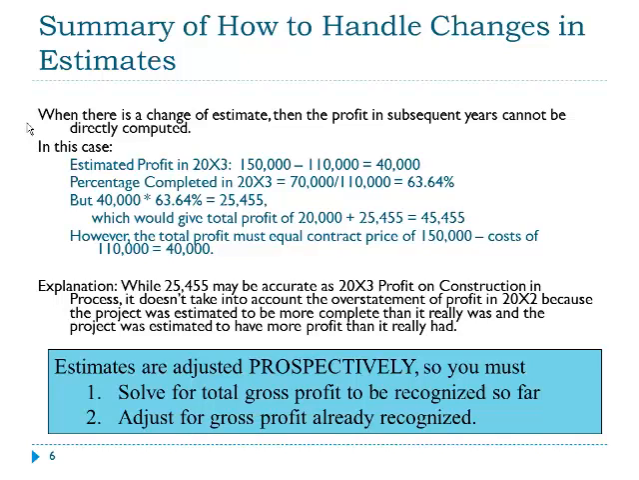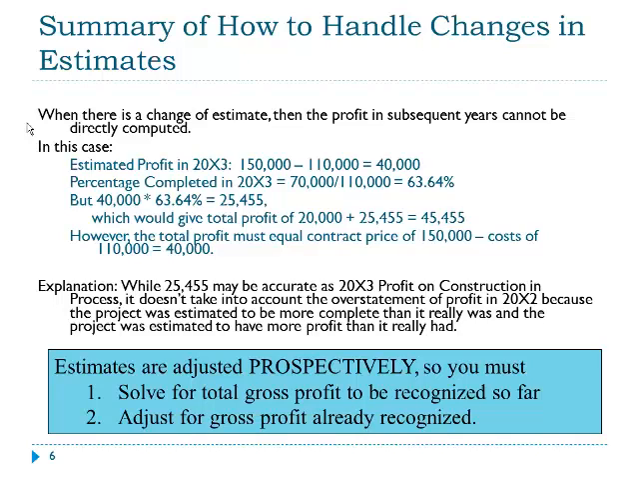That is, last year we recognized 20,000. If we recognize the full 25,455 this period, it would be 45,455, which is more profit than there actually was in the project. Here's the explanation. While 25,455 may be accurate as the 2003 profit on construction in process, it doesn't take into account the overstatement of profit in 2002, because the project was estimated to be more complete than it really was, and the project was estimated to have more profit than it really had.